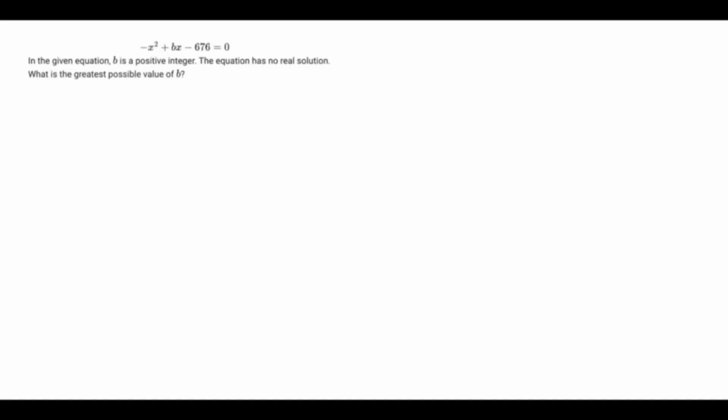In the given equation, B is a positive integer. The equation has no real solution. What is the greatest possible value of B? So they give us a quadratic equation, negative x squared plus bx minus 676 equals 0. So in order for us to solve this problem, we need to calculate what is called the discriminant. The discriminant is what you're going to find in the quadratic formula. So that is the square root of b squared minus 4ac.